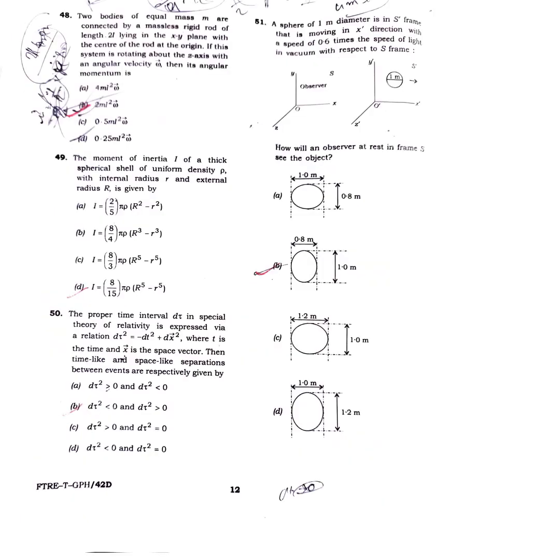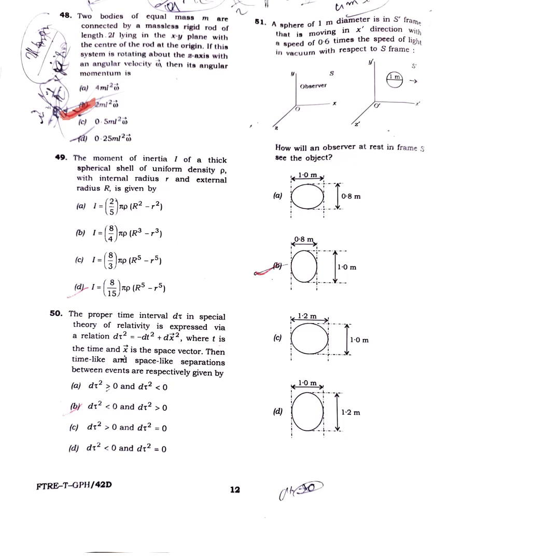Two bodies of equal masses are connected by a massless rigid rod of length L lying in the xy plane with the center of the rod at the origin. If this system is rotating about the z-axis with the angular velocity omega, then its angular momentum is 2 m L square omega.